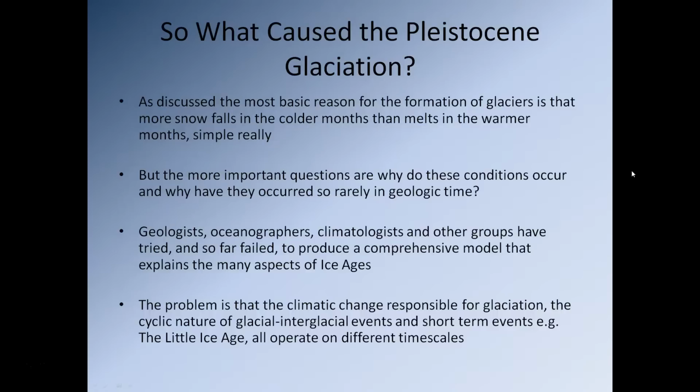So geologists, oceanographers, climatologists and other groups have tried, and they've so far failed, to produce a comprehensive model that explains many aspects of ice ages. The main problem is that the climatic change responsible for glaciations is relatively cyclical in nature, but it operates on both very, very long timescales and very, very short timescales. And each of those timescales is going to have its own controls. And the amount of variables is massive. So you have lots of things that can change the climate, on a short or long time scale, and so it makes it very difficult to work out which one of those is actually the most important.